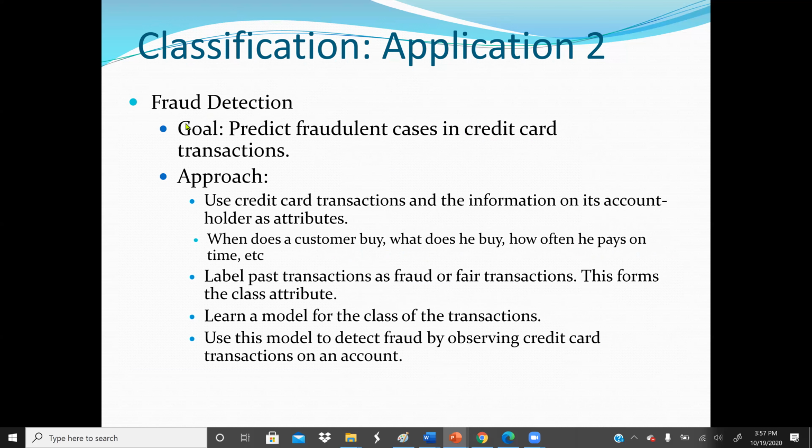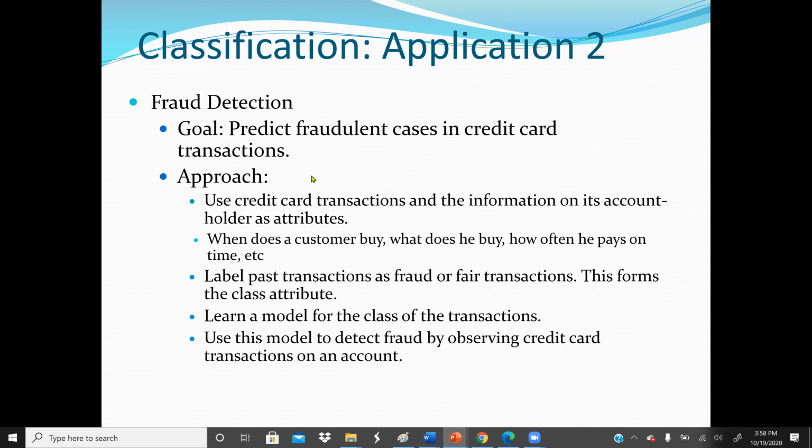Another example is fraud detection, like credit card. I'm using my credit card always. All of a sudden, I use it in a way that deviates way from my normal purchase behavior. And so we can use data mining to build a fraud detection model system. This will predict fraudulent cases in credit card transactions. So what is the approach?